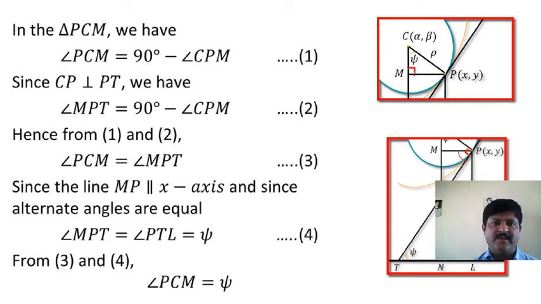In the triangle PCM, we have angle PMC equals 90 degrees, angle PCM equals 90 degrees minus angle CPM. Since CP is perpendicular to PT, we have angle MPT equals 90 degrees minus angle CPM, and considering equations 1 and 2, angle PCM equals angle MPT. Since the line MP is parallel to the x-axis and alternate angles are equal, angle MPT equals angle PTL equals psi. From 3 and 4 we find that angle PCM equals psi.